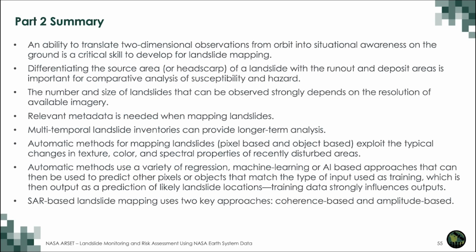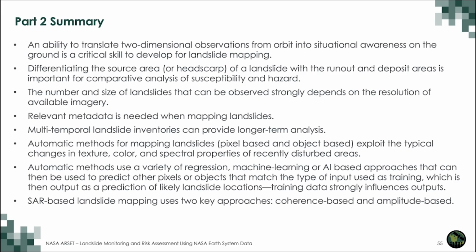In summarizing the concepts covered in Part 2 of the webinar series, an ability to translate two-dimensional observations from orbit into situational awareness on the ground is a critical skill to develop for landslide mapping. Differentiating the source area or headscarp of a landslide with the runout and deposit areas is important for comparative analysis of susceptibility and hazard. The number and size of landslides that can be observed strongly depends on the resolution of available imagery. Relevant metadata is needed when mapping landslides.